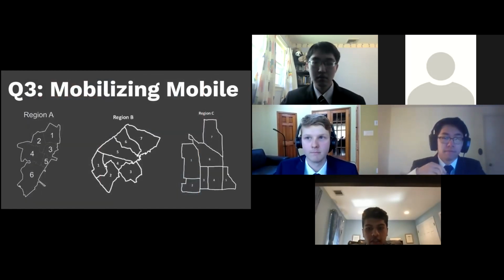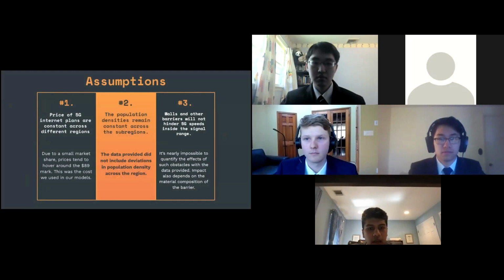For question 3, we needed to optimally place 4G and 5G towers in the given regions. Our first assumption was that the price of 5G internet plans is constant across different regions. Due to the high barriers of entry in the realm, prices tend to remain constant around the $89 mark. This was the cost we used in our models.